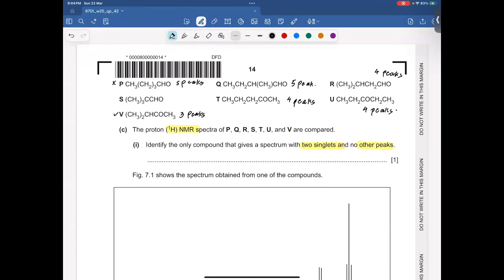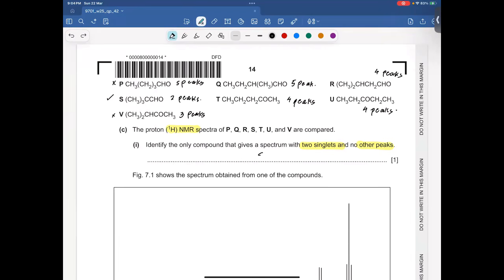So I believe S is the right answer because it has only 2 peaks. This will give you the first peak, and these 3 alkyl groups give you the second peak. This carbon will not give you any peak because it doesn't have any hydrogen atom, so it's not going to sense the hydrogen of the neighboring carbon atom. So that will give you 2 peaks. So S is going to be the right answer.